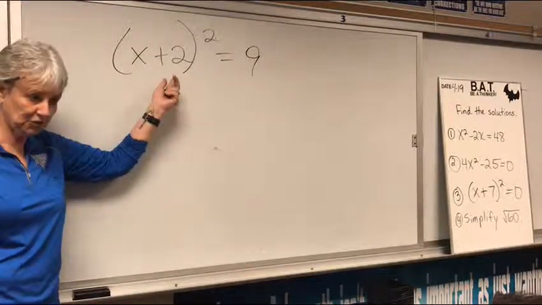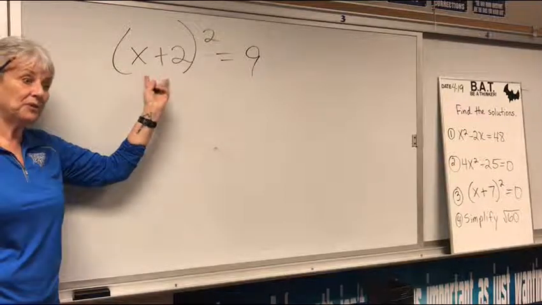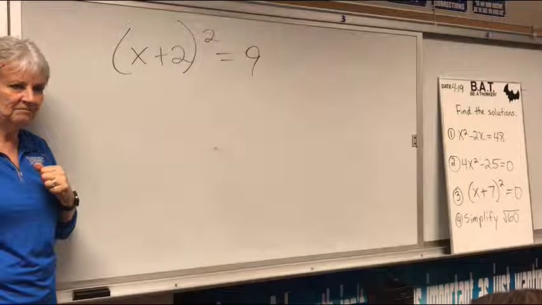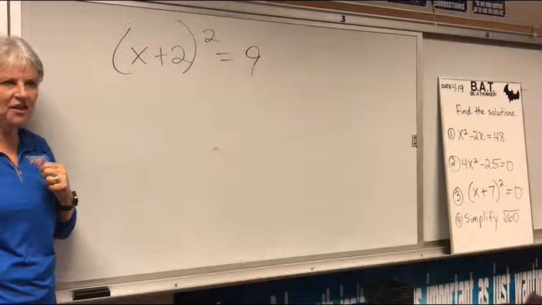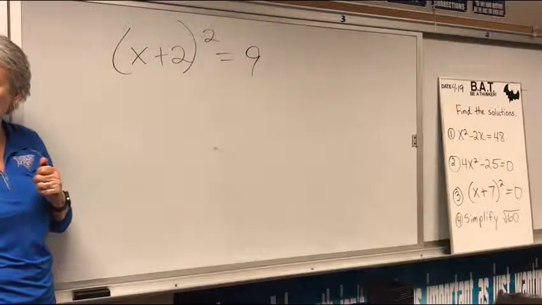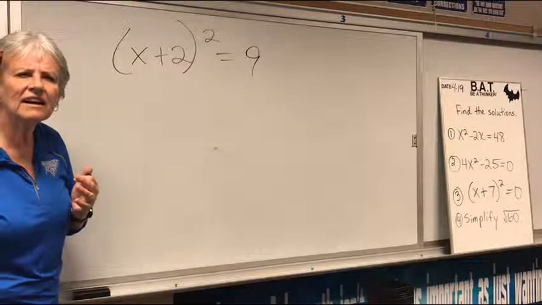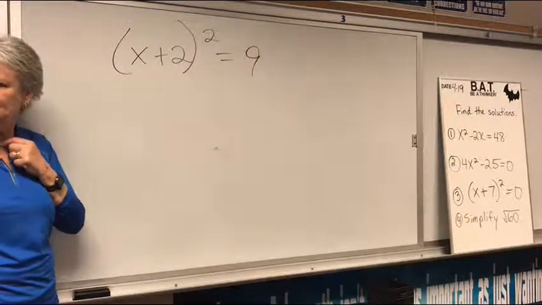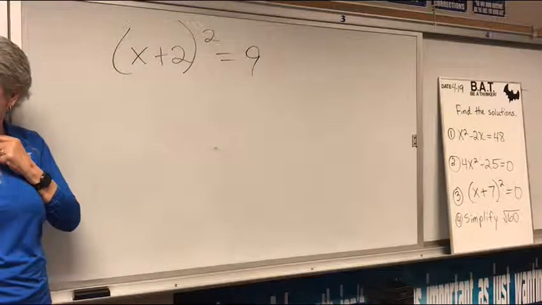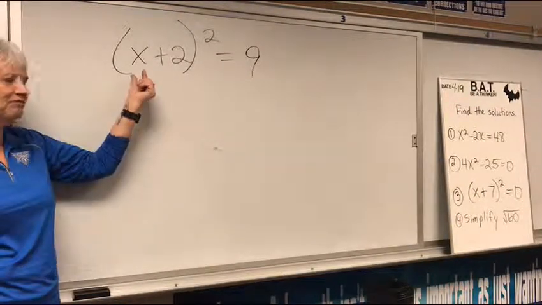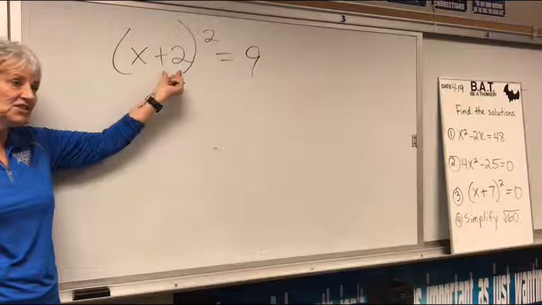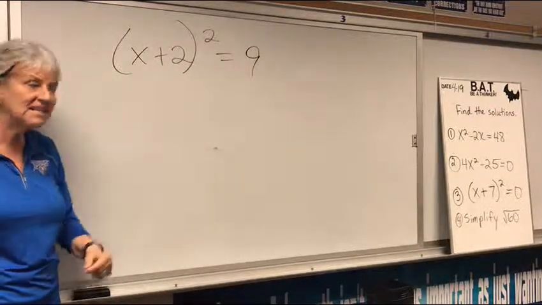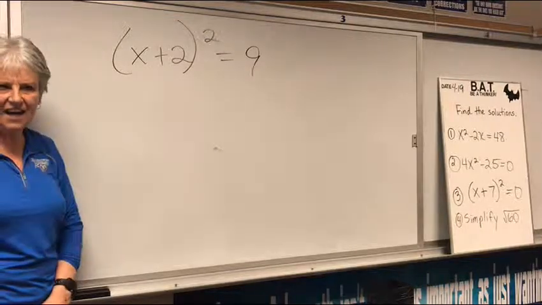1 plus 2 is 3. 3 times 3 is 9. 1 is one of the answers. There's another one. Negative what? Is it negative 5? Negative 5 plus 2 is negative 3. Negative 3 times negative 3, positive 9.